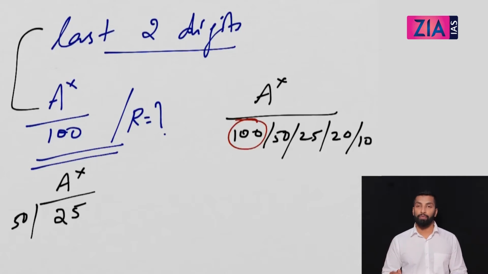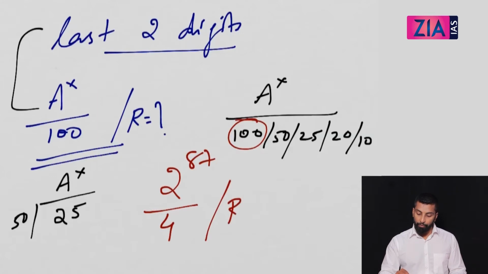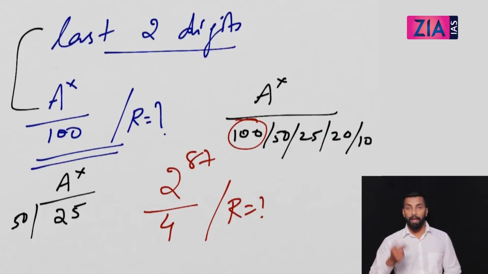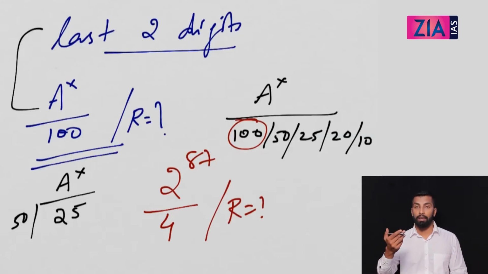All these are the factors of 100. So divisibility by these numbers depends on the last 2 digits, right? See, if I give you a bigger number, like 2 raised to 87, and ask what the remainder is when divided by 4, then if I know the last 2 digits, I can get it, because divisibility by 4 depends on the last 2 digits, right?